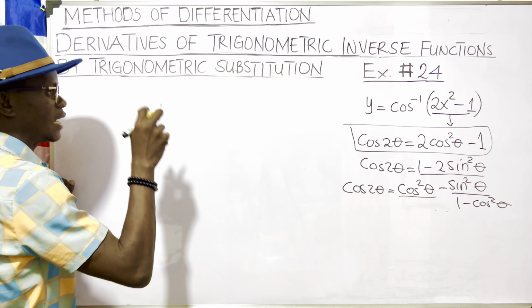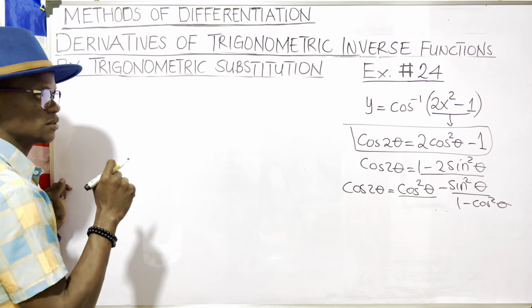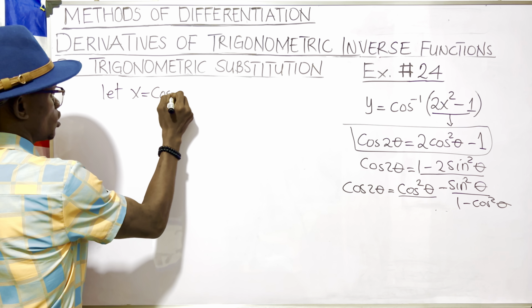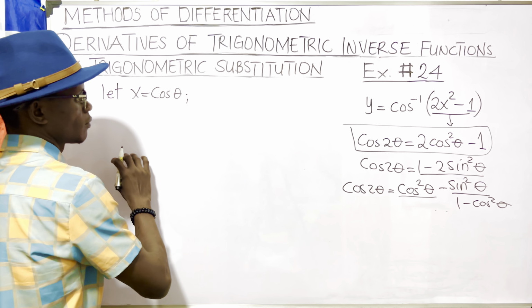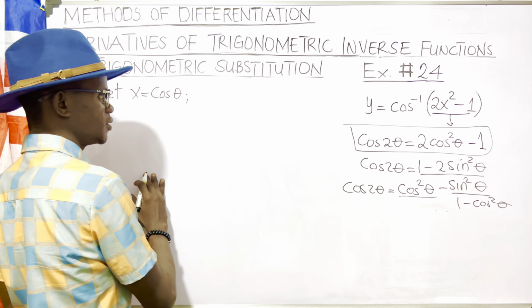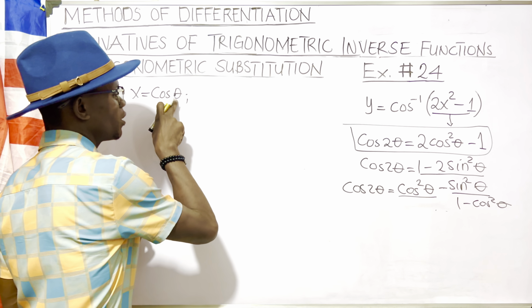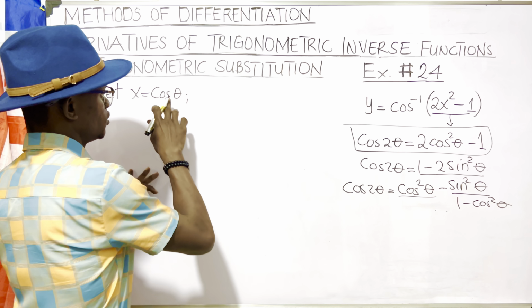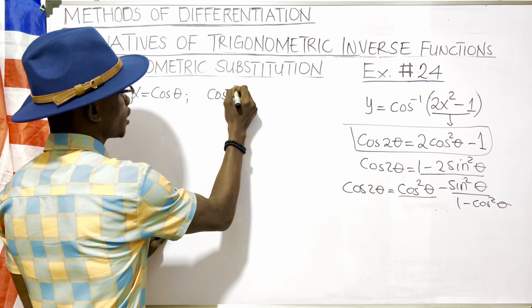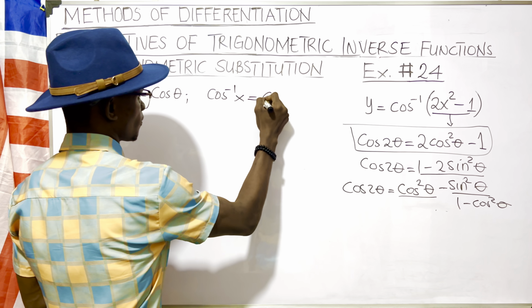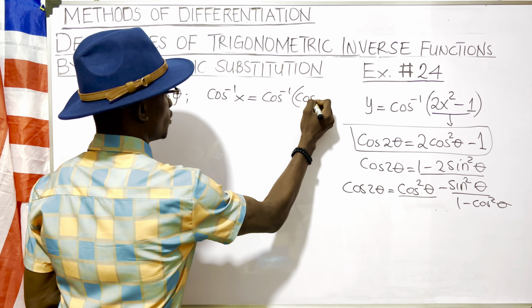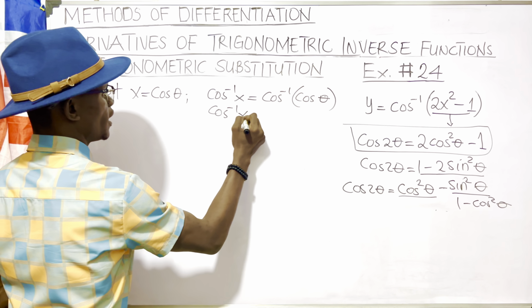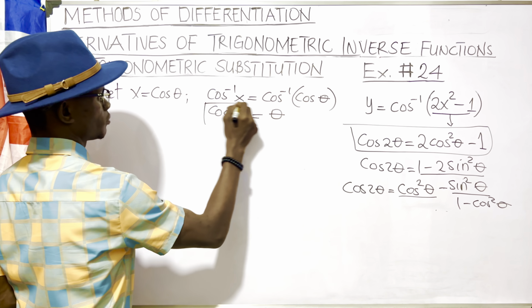So now, since we know that the substitution for x must be cos theta, we can say let x equal cos of theta. If the substitution of x is cos of theta, we need to find what theta is, because we have to use it at the end. To find theta, we take cos inverse on both sides of the equation. So cos inverse of cos of theta, so cos inverse of x is equal to theta.